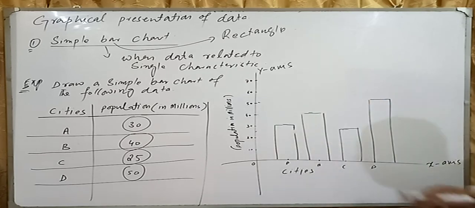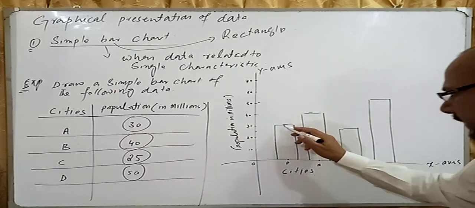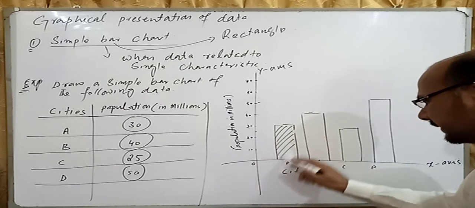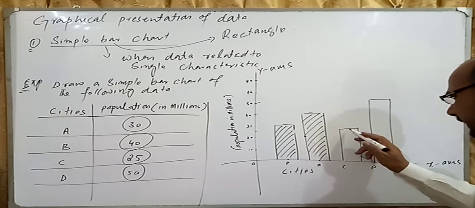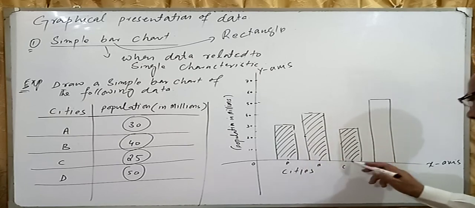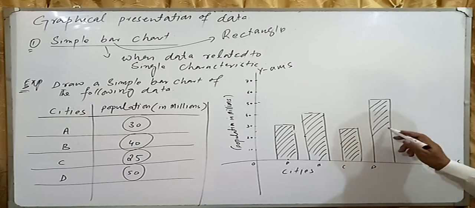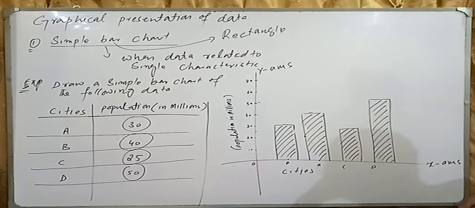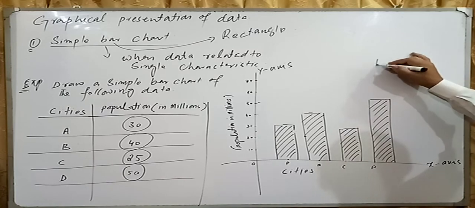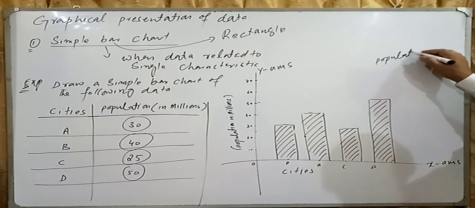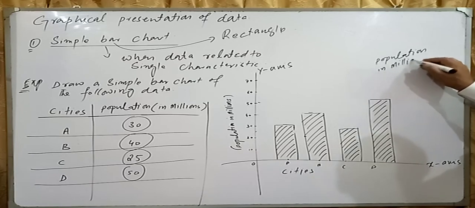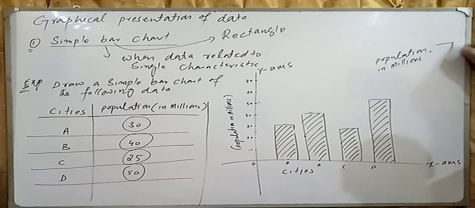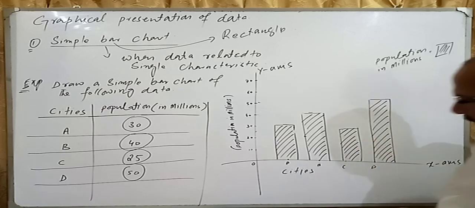Now if you see, you have different bars, then you can give a single design or a single color to make it more accurate, to make it more visualized form. And then you should also give the indication, basically indication of what? Population in millions, and it's represented by this particular design. We have a single characteristic, that's why we will show it.